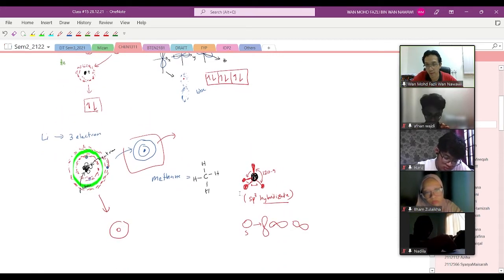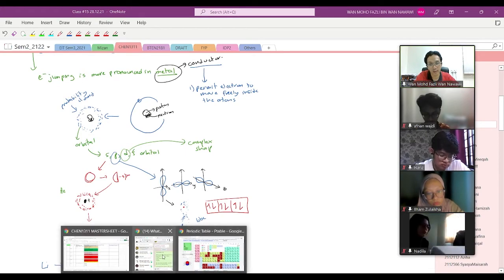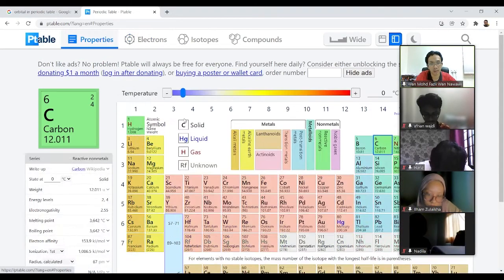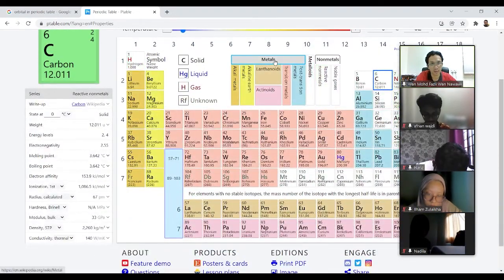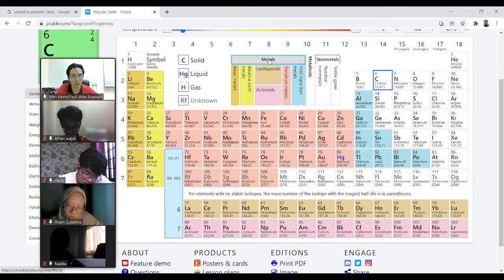So where are we? What was I talking about? Suddenly it became orbitals. Anyway, coming back from here, electron jumping is more pronounced in metal. What does it mean? It means the electrons in metal, if you see the metals in the periodic table, let me go back to properties. The metal is here. When I click here, this is the metal part.